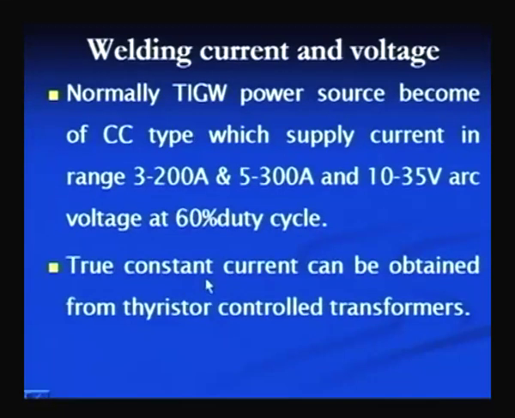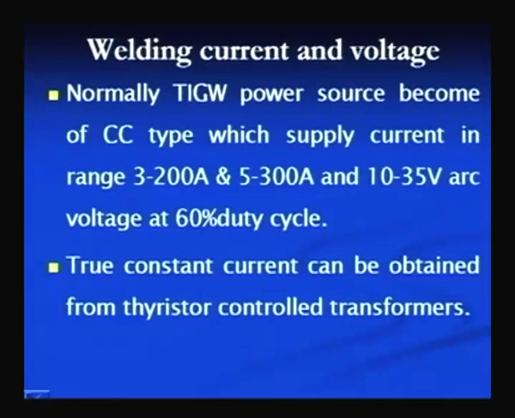And the true constant current power can be obtained from the thyristor controlled transformers. Actually, there is always some change in the current value whenever there is fluctuation in arc length, although that change is not significant. But an exact constant value of the current can be obtained, even when there are fluctuations in the arc length, with the thyristor controlled transformers. So, if the true constant current is to be obtained, it is better to use the thyristor controlled transformers.